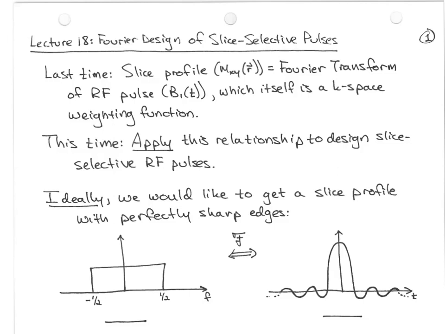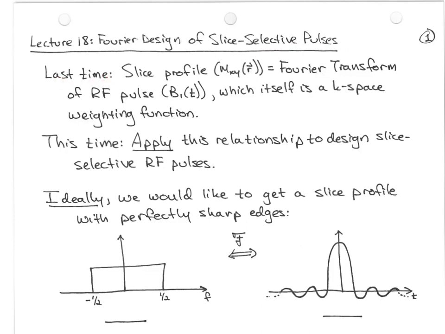Good evening. So here is lecture 18, and in this lecture we're going to be covering the Fourier design of slice-selective excitation pulses. These are pulses that select only a slice in space and nothing else. These are the kind of pulses that you would want to play out if you're just trying to excite and collect data from one two-dimensional slice.